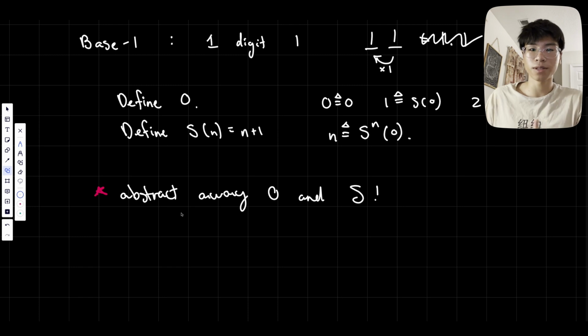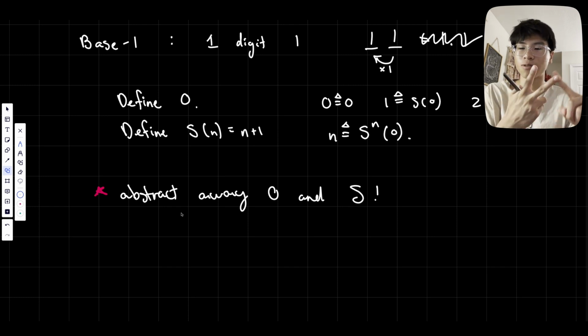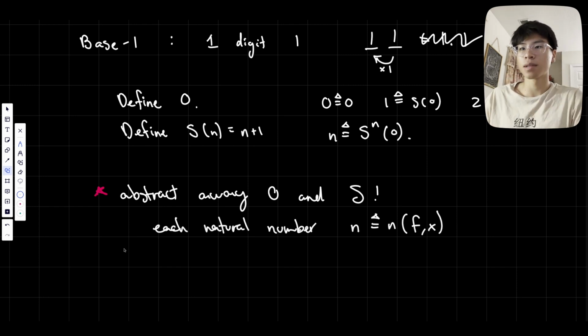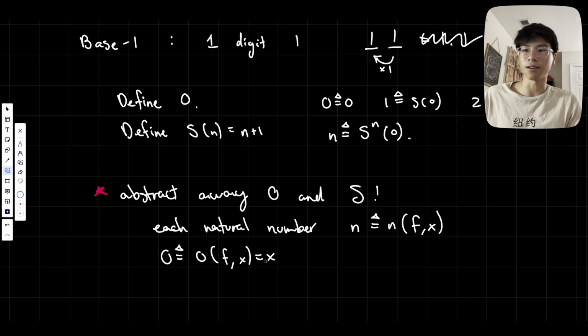So the idea is we're going to abstract away the 0 and the s, and we're going to turn each natural number into a function that takes in 2 arguments. One represents a successor function of sorts, and the other represents the 0. So for example, 0 would be a function which takes in some function f and x and just returns x by itself.